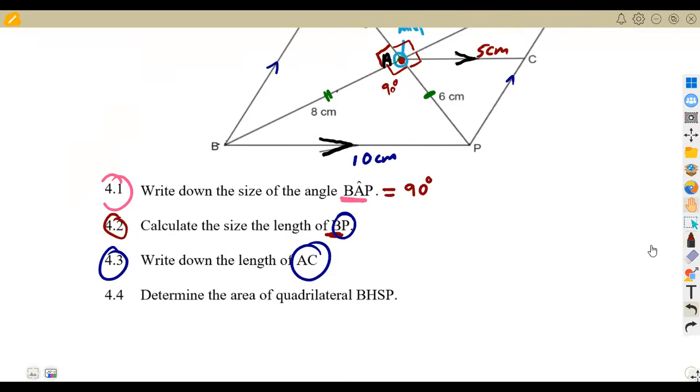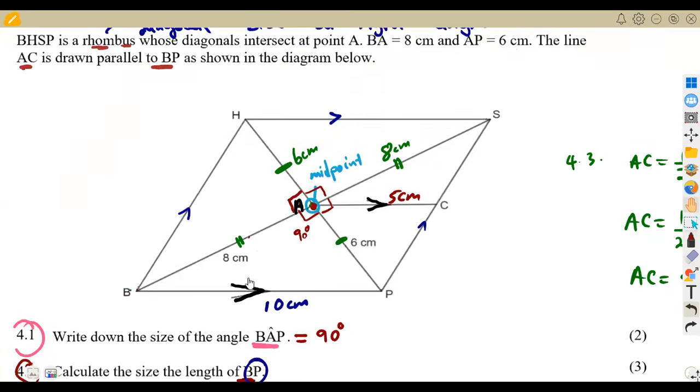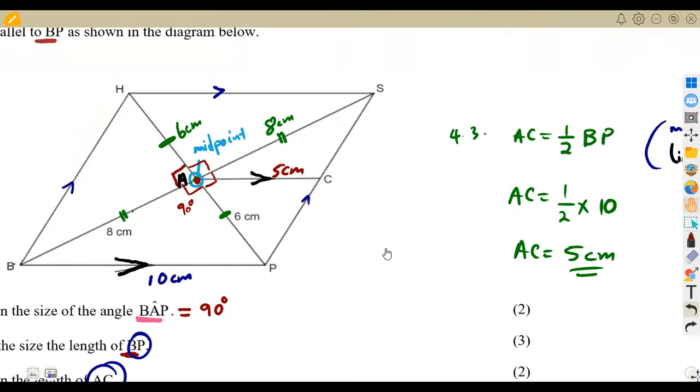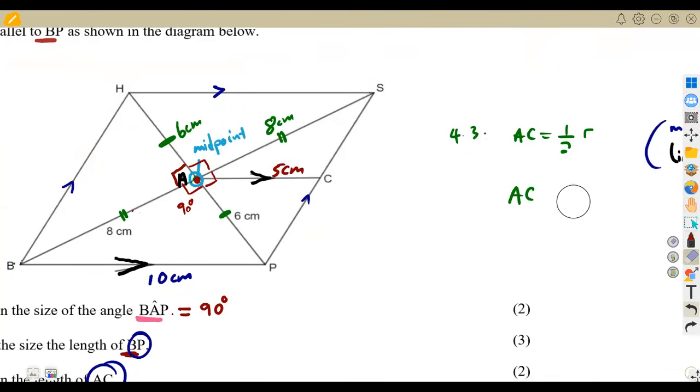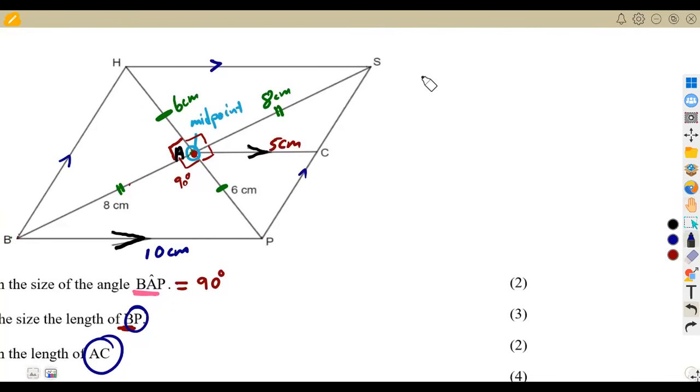Okay. Then let us consider the other part of the question, which is question 4.4. Determine the area of the quadrilateral BHSP. We want the area of the whole quadrilateral BHSP. No problem, let's do this and see what we have. The whole quadrilateral is a rhombus, like we explained before. To determine the area, we've got two ways that we can do this.